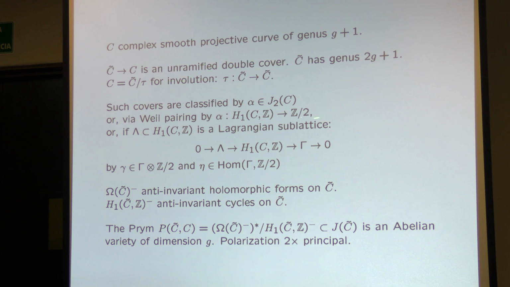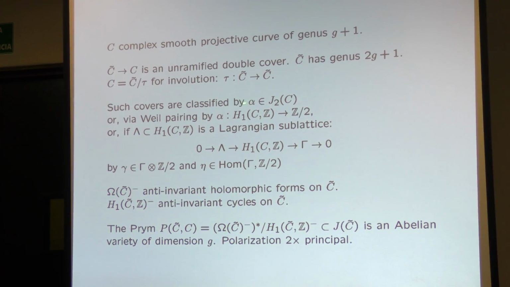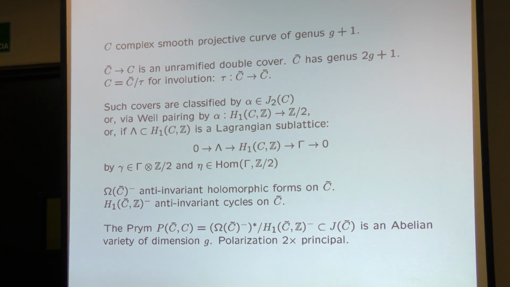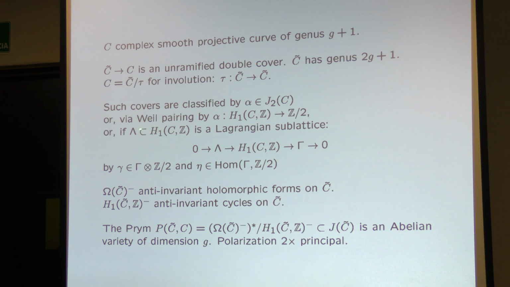The involution exchanges the sheets in the cover. First of all, let me say a couple of words. These covers can be viewed from various points of view. You can view them as points of order 2 in the Jacobian. Take the line bundle of order 2; it doesn't have a section, but it has a double section. So that's your double cover. Or you can use the Weil pairing to think about this topologically as an element in cohomology with coefficients in Z mod 2. That tells you, if you go over a cycle, whether you go on the same sheet or on a different sheet. So that's the map to Z mod 2.